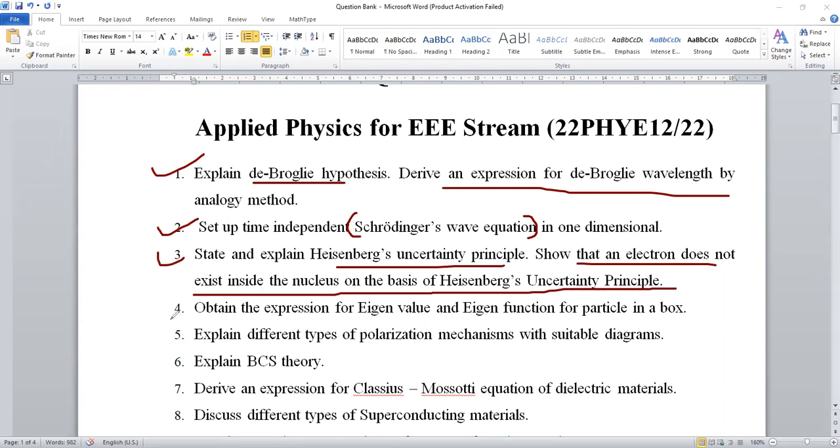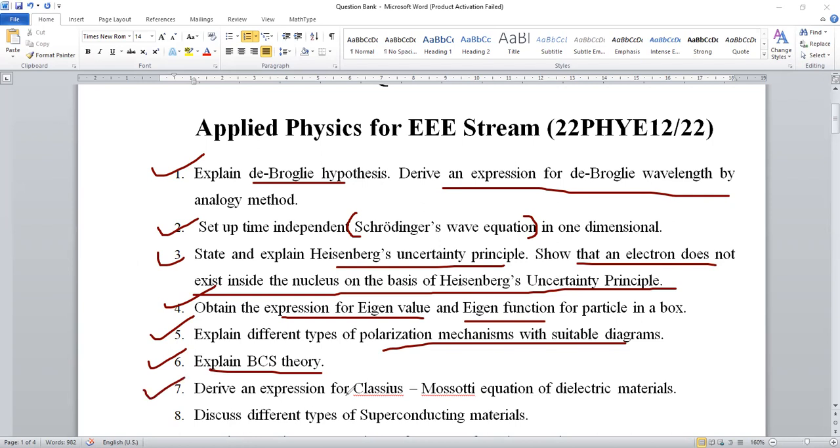That is also important. Next, you have to explain the Eigen value and Eigen function for a particular 3D box. Next, explain the different types of polarization mechanism with suitable diagrams. So what is polarization? Along with that, you have to explain with the necessary diagram. That is also important. Another one is, what is BCS theory? State and explain BCS theory.